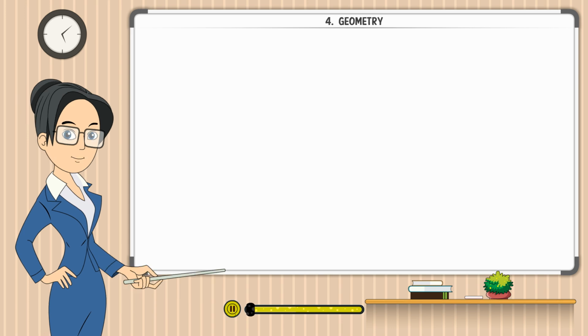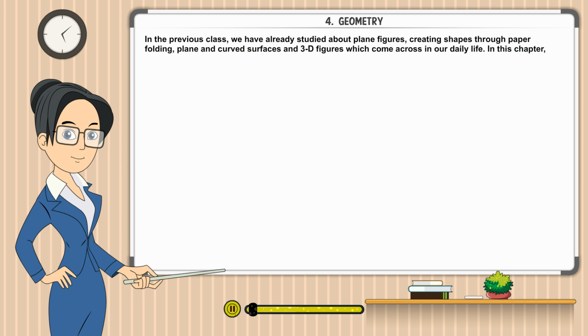Chapter 4 Geometry. In the previous class, we have already studied about plane figures, creating shapes through paper folding, plane and curved surfaces, and 3D figures, which come across in our daily life. In this chapter, we shall learn more about them. We will also learn about perimeter of rectilinear figures. We will also discuss nets of some solids.